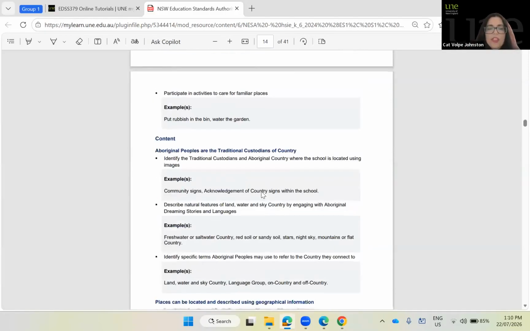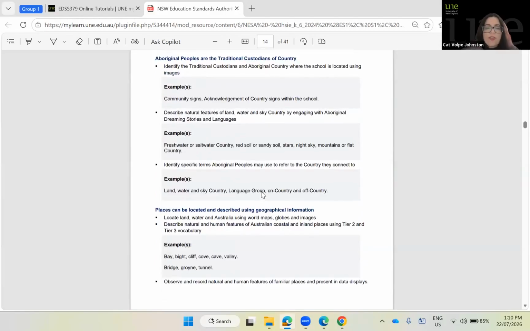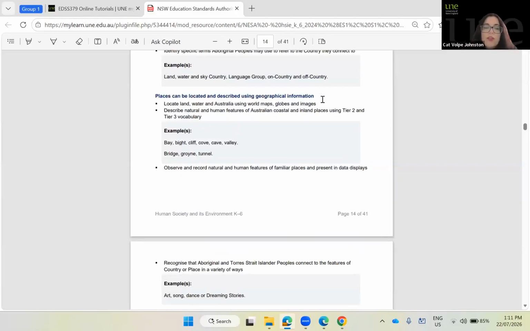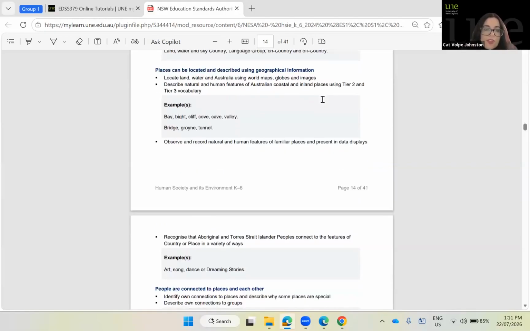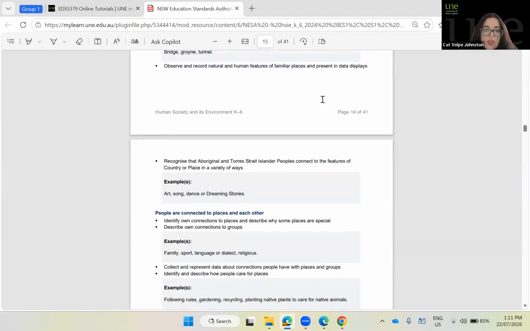So then there's the content areas. They give a lot of examples of things that you can look at, but not necessarily required. So for example, looking at identifying the traditional custodians in Aboriginal country where the school is located using images. Examples could be community signs, acknowledgement of country signs within the school, or anything else. So it's a little bit more open, whereas in the previous syllabuses, it's more prescribed.